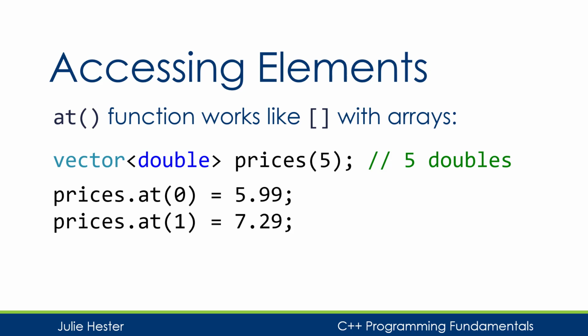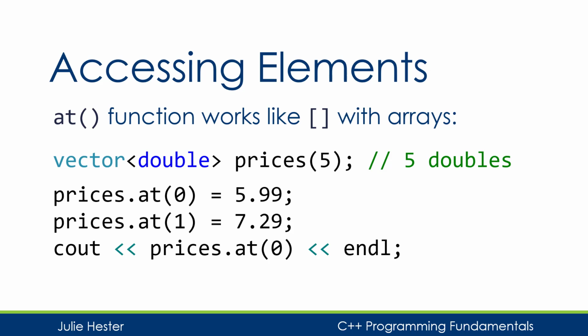And then I can continue to assign values to other elements by changing that subscript that's inside the at function, or the parameter to the at function. So the second element would be prices.at(1). And I could continue so forth and so on with the 5 elements that are in this vector. Then, after the elements have values, if I wanted to see one of the values, I can also use the at function. I just won't be assigning it to anything this time. I can say prices.at(0), and that will retrieve the value of the very first element in this vector, and I'll see the value 5.99.